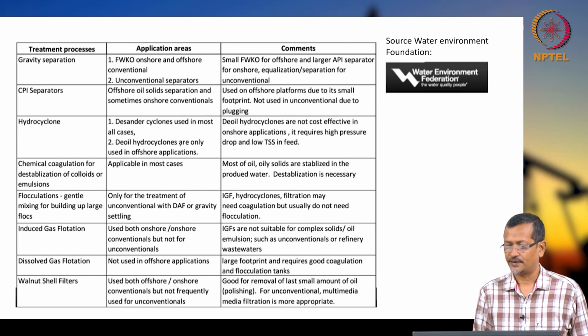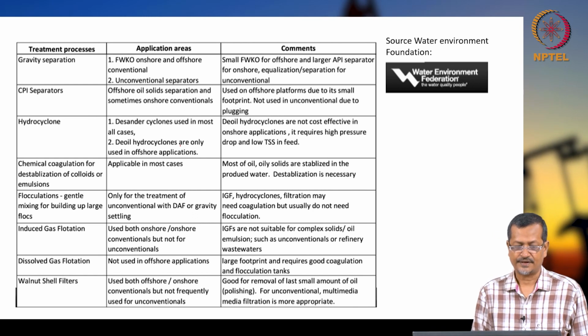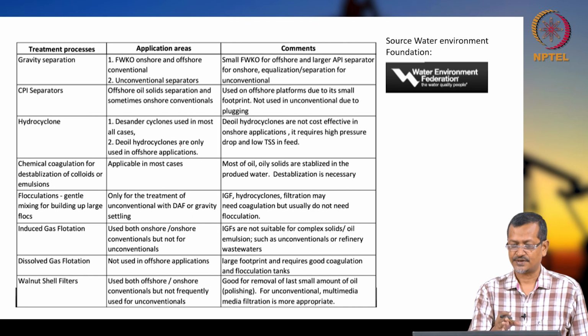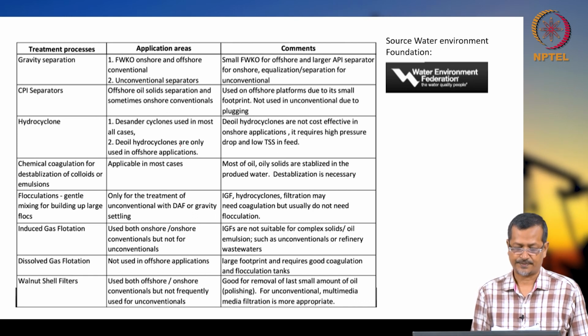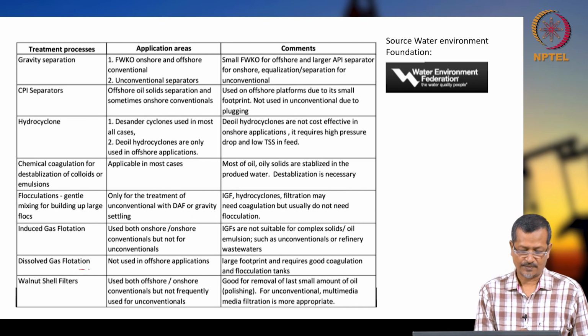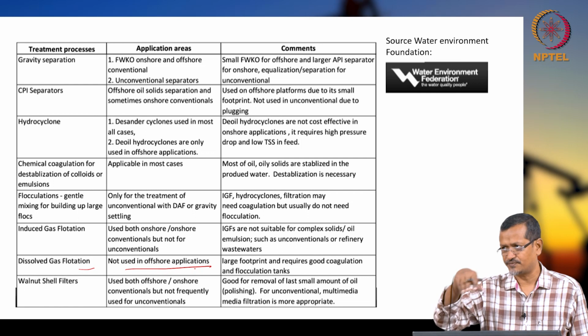Now, I got this summary actually from Water Environment Foundation. They have done a good summary of gravitational separators, CPI, hydrocyclone, where each is used and what the different comments are. They have made a table. For example, dissolved gas flotation is not used for offshore application because it will take lots of space.